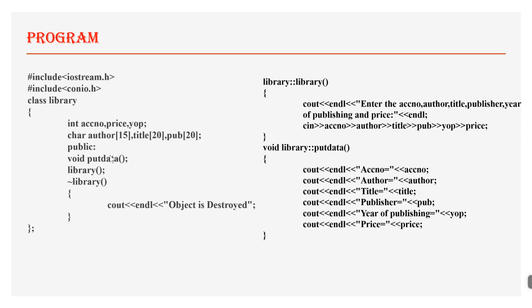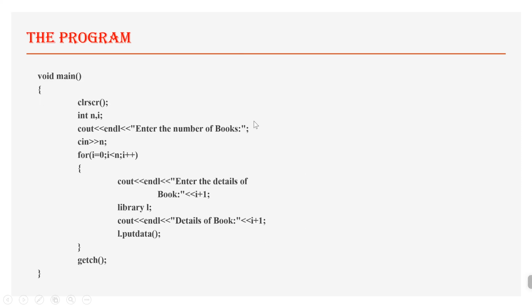Now here, as I mentioned, put data displays the data: accession number, author, title, publisher, year of publishing as YOP, and price. These are all the values which I am reading through the constructor. So what is the difference? Let me go to the next program and explain. See, in the main program, just look here.